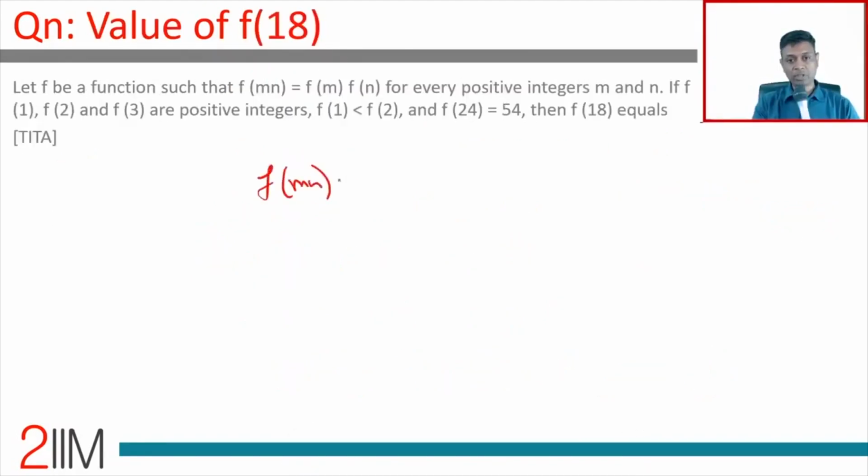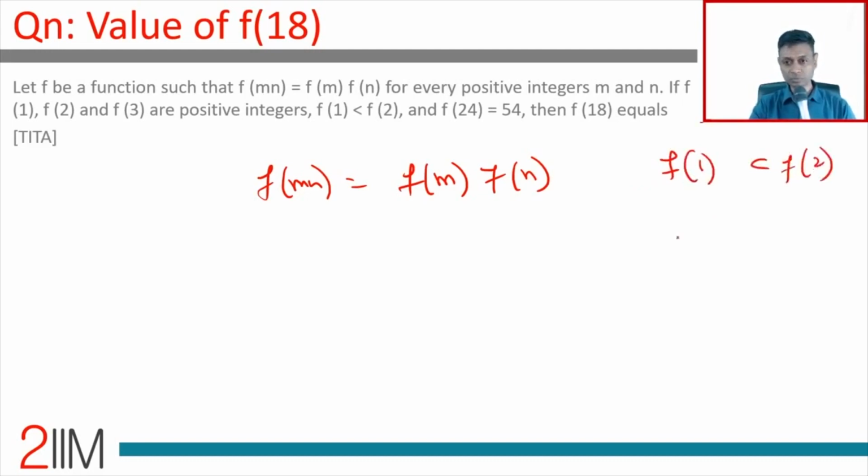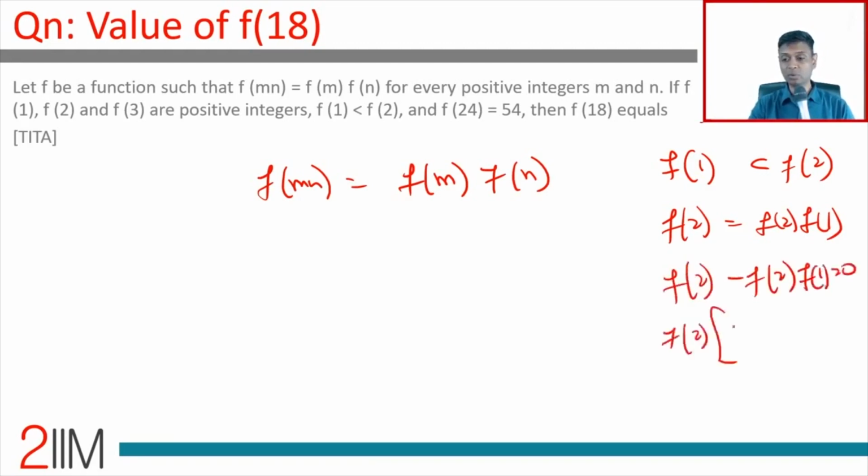F of mn equals f of m into f of n for every positive integer m and n. If f of 1, f of 2 and f of 3 are positive integers, f of 1 is less than f of 2 and f of 24 equals 54. Wonderful. F of 1 is less than f of 2. F of 2 equals f of 2 into f of 1. This tells us that f of 2 minus f of 2 times f of 1 is 0, or f of 2 into 1 minus f of 1 is 0. Either f of 1 is 1 or f of 2 is 0.